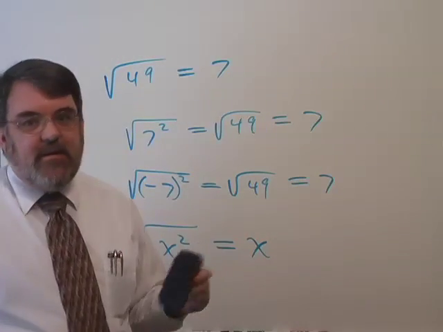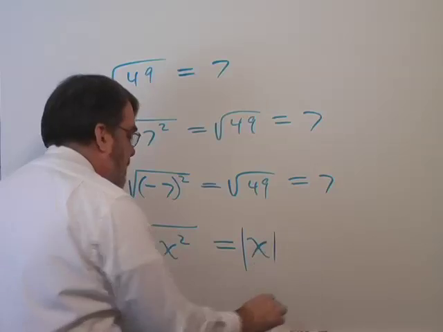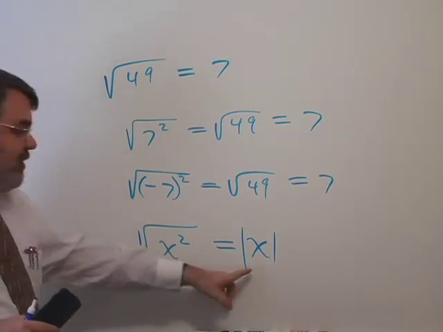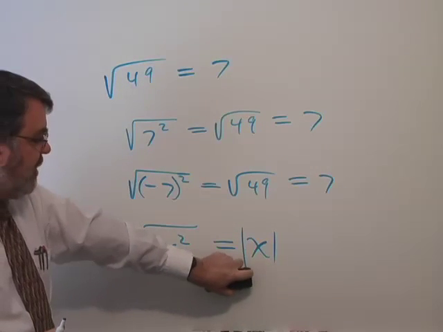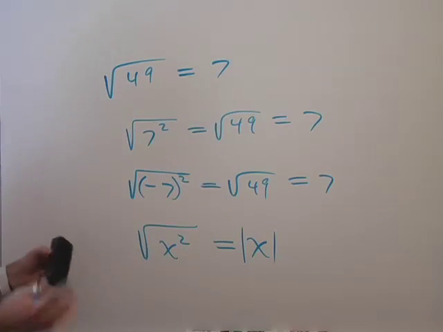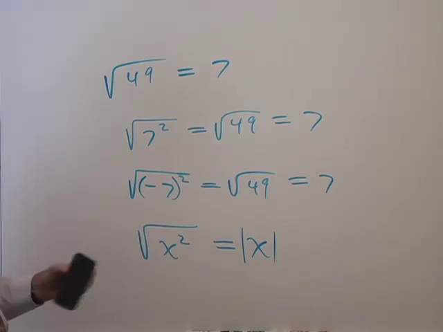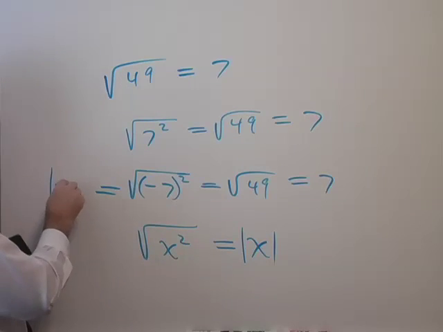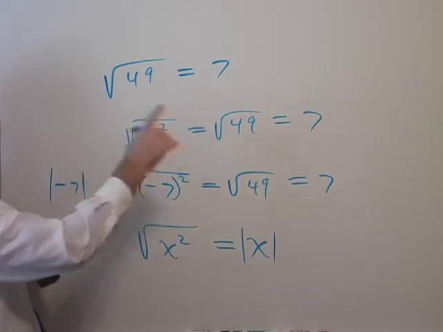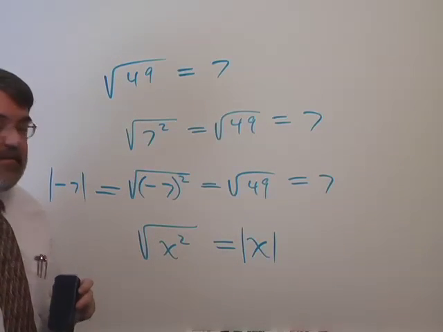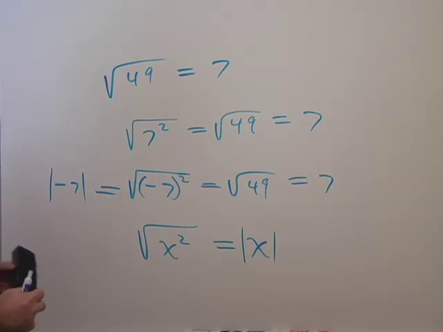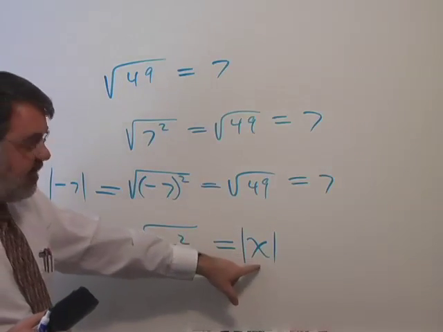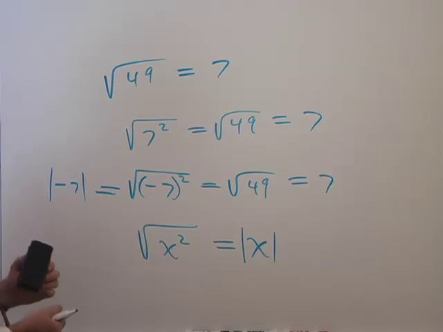Well, how do you get around that? Well, that's how we get around it. The square root of x squared is actually the absolute value of x. And by using absolute value, then we take care of the negative issues. So for example, up here, this would be the absolute value of negative 7. And the absolute value of negative 7 is still positive 7. All right, so here's something you might not have known about square roots. The square root of x squared is going to be an absolute value.